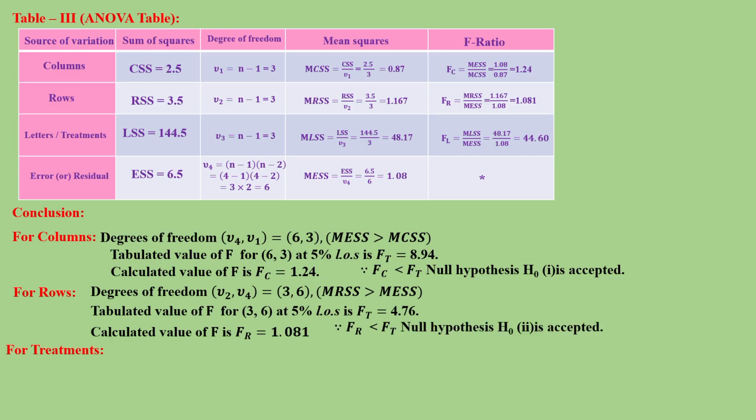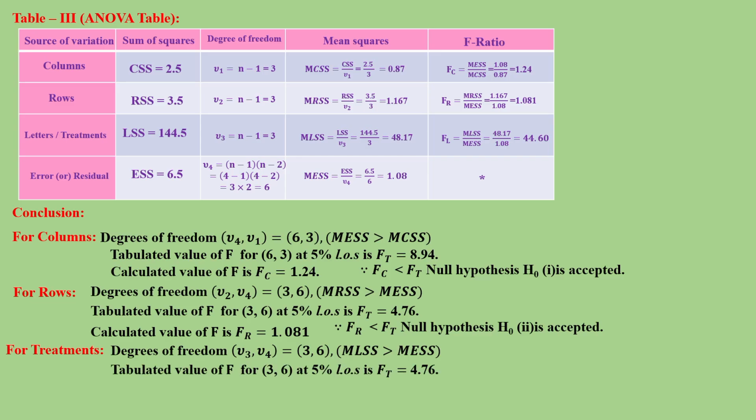Next, treatments or letter. Degrees of freedom V3, V4, 3, 6. So the tabulated value at 5% level, FT is equal to 4.76. Then the calculated value we know, 44.64, from the table. Compare FL and FT. So FL is greater than FT, therefore null hypothesis 3 is rejected, right?